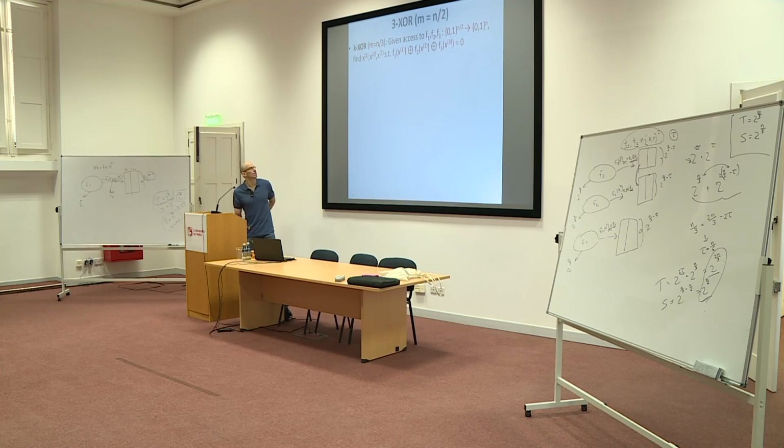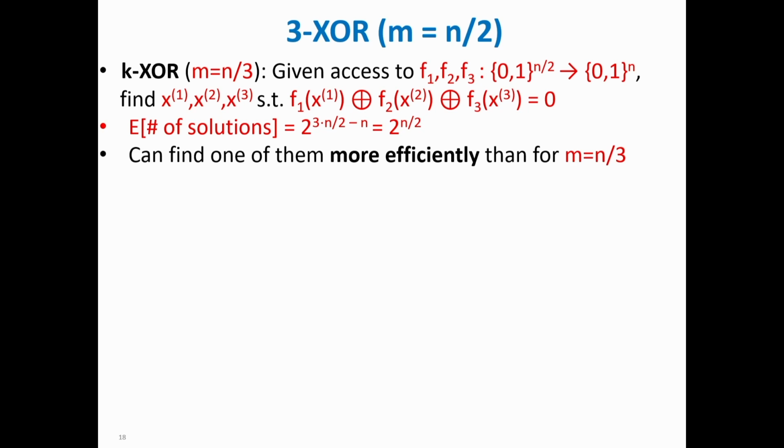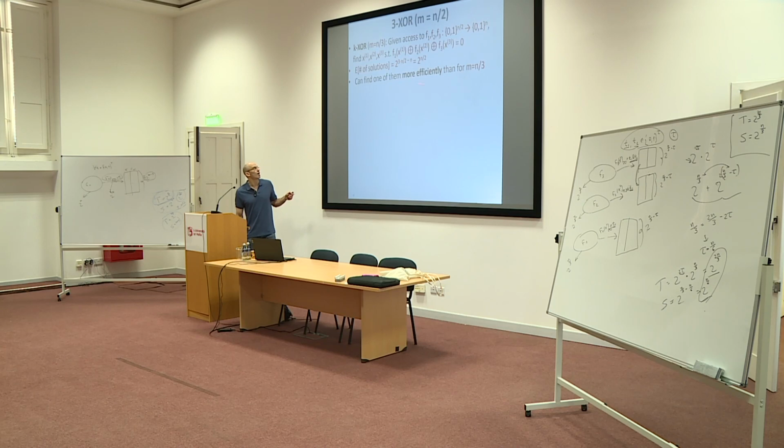Okay, so let's see what happens when you increase the domain size of the functions. Now the domain size is larger, it's n over 2. The first thing to note is that we have a lot of solutions on average. The expected number of solutions, from the formula I showed at the beginning, is 2 to the 3 k times n over 2 minus n, so it's 2 to the n over 2. So there are many solutions on average, and now we can optimize the time and find one of them more efficiently than for m equals n over 3.